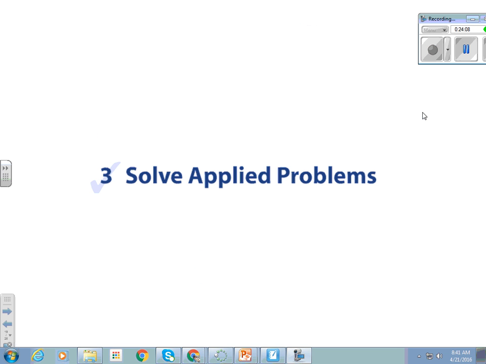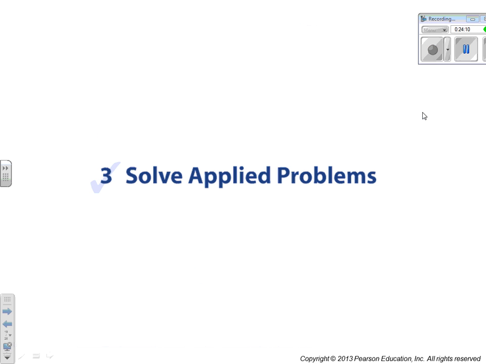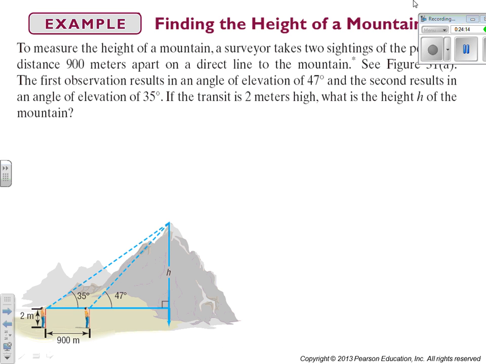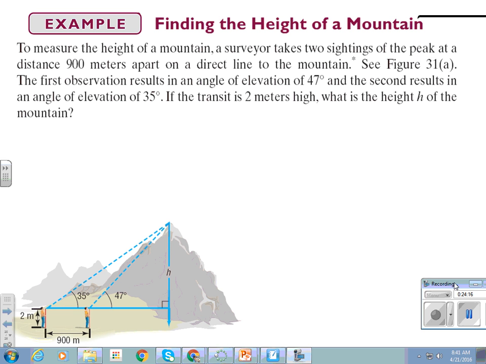And now, the problems you've all been waiting for. Applied problems! Yay, word problems! The best thing ever. Okay. Height of a mountain. A surveyor takes two sightings of the peak at a distance 900 meters apart on a direct line to the mountain. See the figure. The first observation results in an angle of 47 degrees, and the second has an angle of 35. If the transit is 2 meters high, so 2 meters off the ground, what is the height h of the mountain?